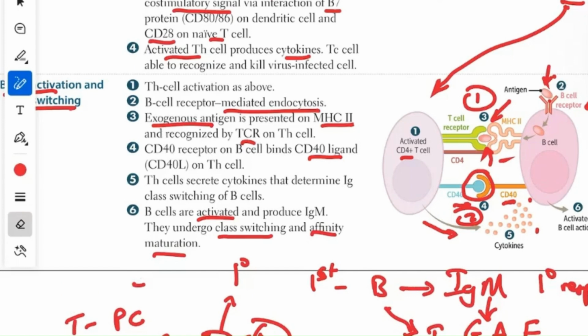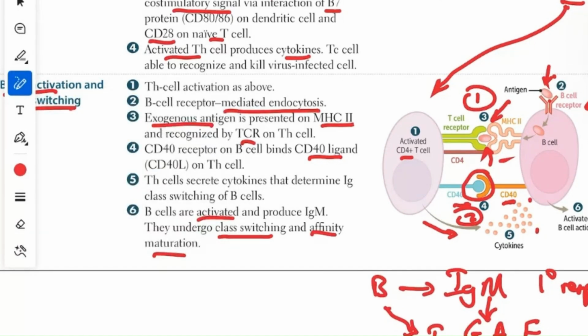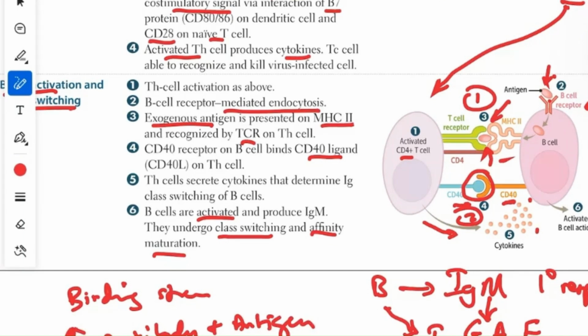Now, for the other term, affinity maturation. Affinity maturation means that the binding strength between the antibody and the antigen is increased. So the strength of binding between the antigen and the antibody is increased. And what's responsible for this? This is an outcome.